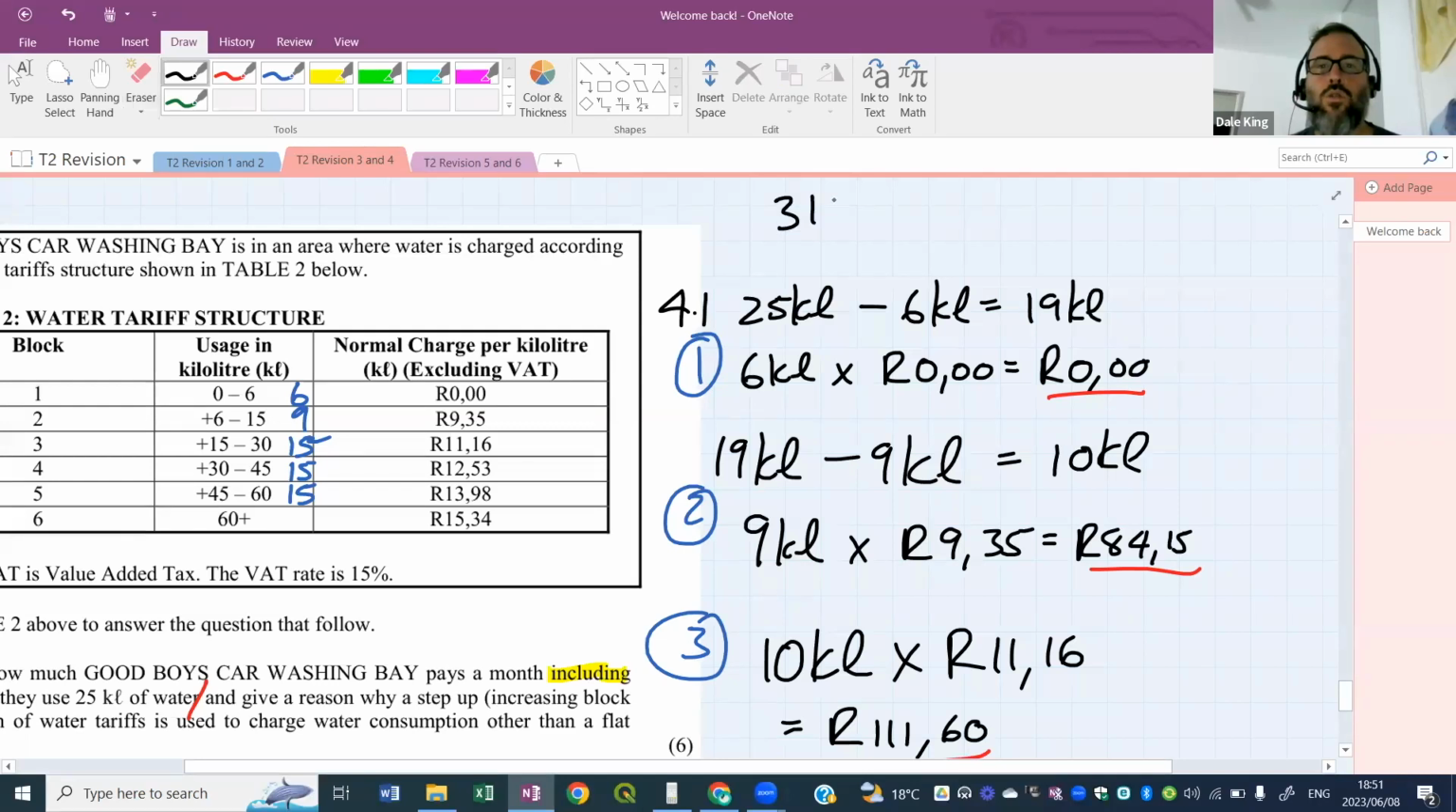And I'm asking you to use 31 kiloliters of water. Don't get confused now between 31 and 25. I want you to do this with 31 kiloliters of water. All right, I want you to try, please.